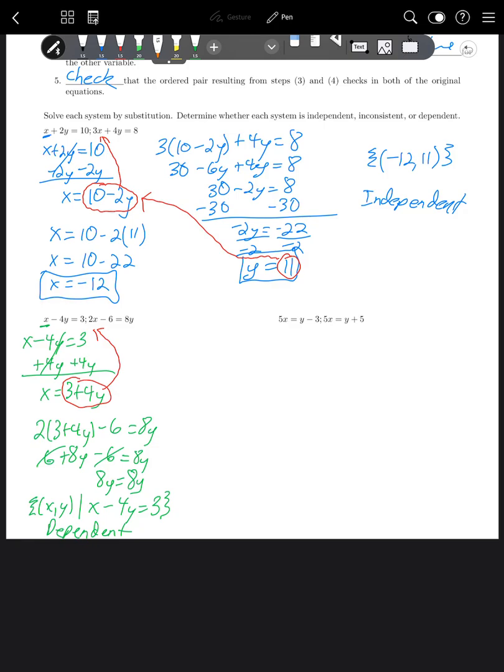The last one, same setup right here. So for this one, I could add, sorry, I wrote plus 3, I meant minus 3. So if we stick with the same pattern we've been using, I could add 3 to both sides. So I get 5x plus 3 equals y. And now I can substitute this in for y in the other equation.